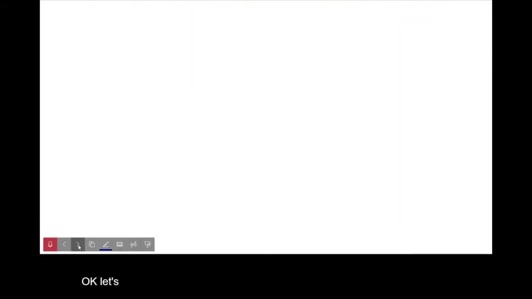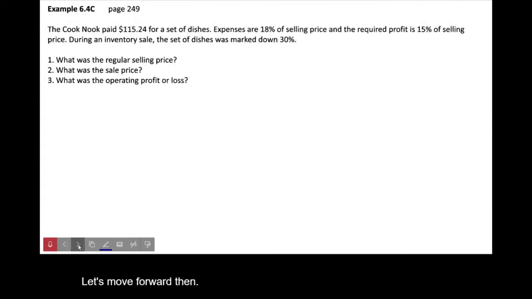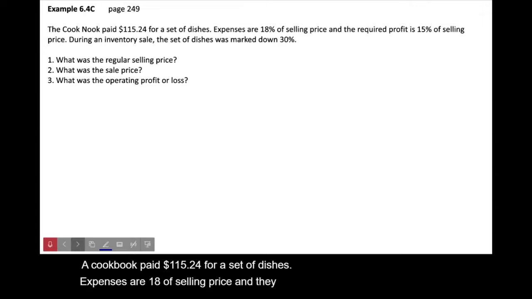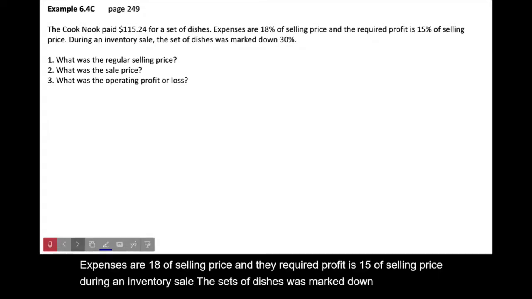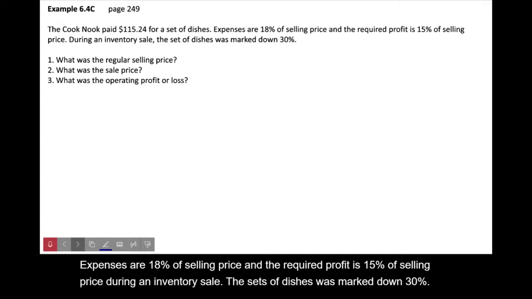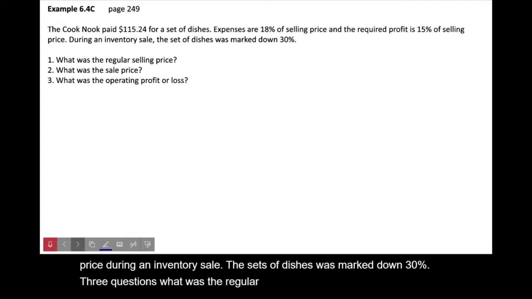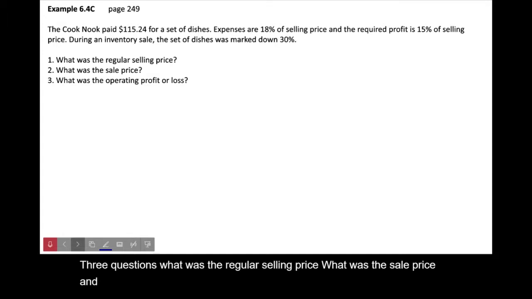Okay, let's move forward then. A Cook Nook paid $115.24 for a set of dishes. Expenses are 18% of selling price and the required profit is 15% of selling price. During an inventory sale, the set of dishes was marked down 30%. 3 questions. What was the regular selling price? What was the sale price? And what was the operating profit or loss? Okay, guys, take 3 minutes and do it. Go ahead.